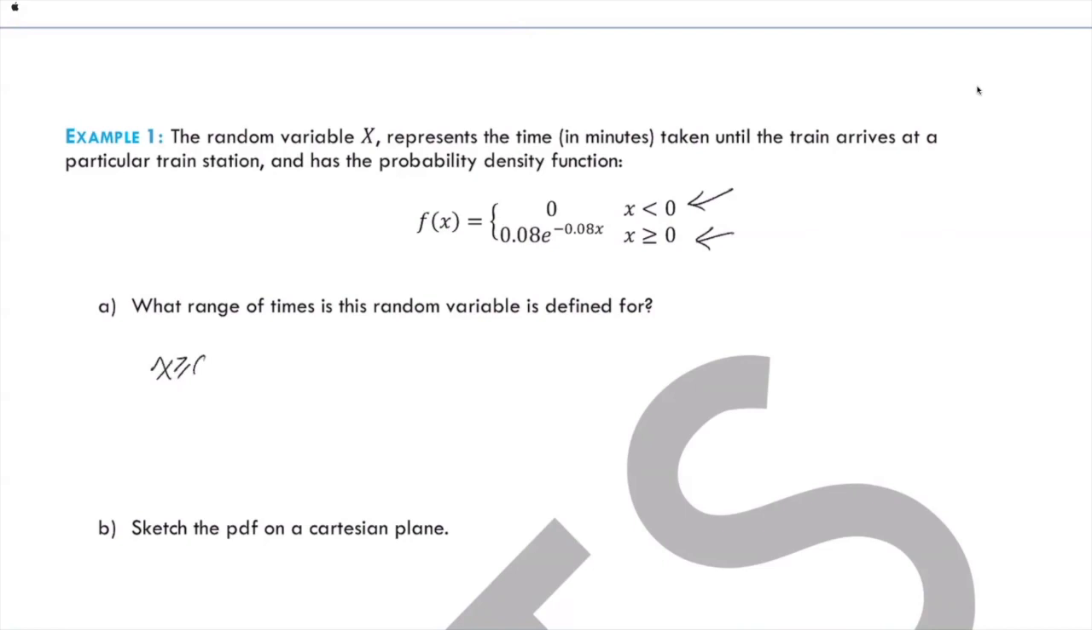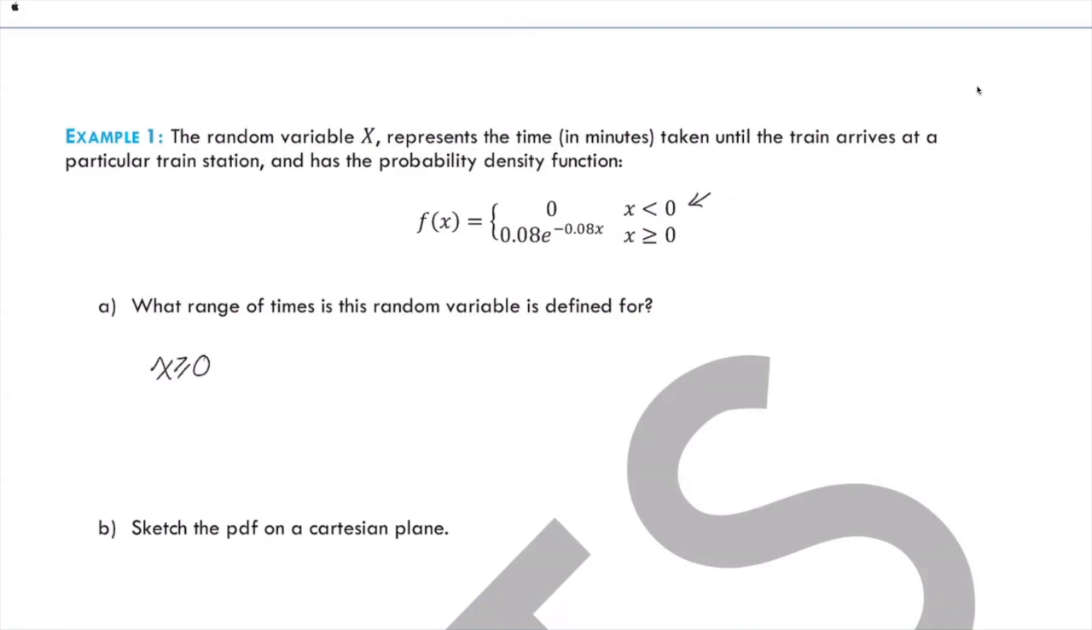I would actually just say x is greater than or equal to 0. Yeah. If we look at the way that the PDF is written, for x less than 0, it's undefined. It's just 0. What's the chance that the train shows up in negative time? That doesn't make any sense, does it?